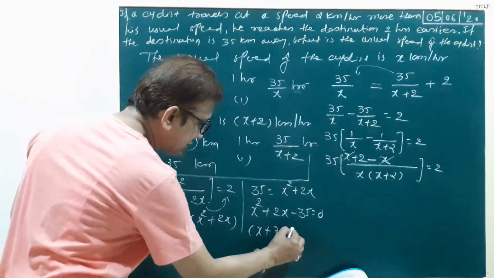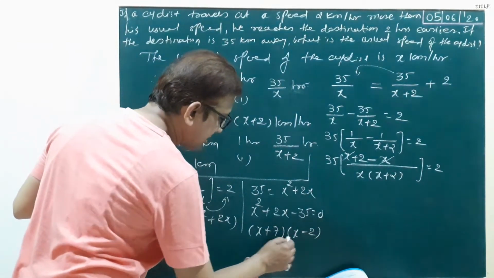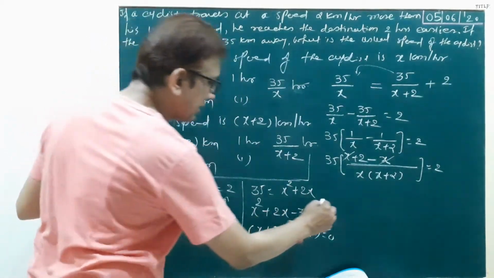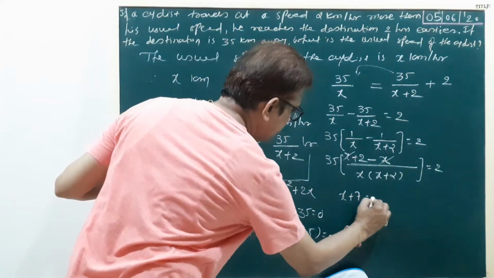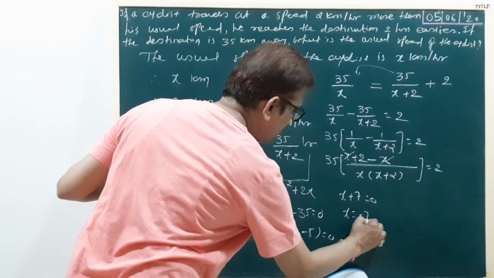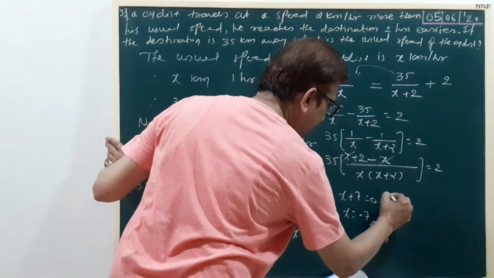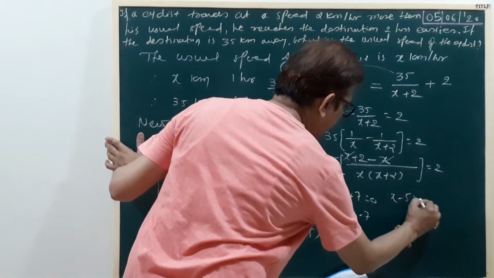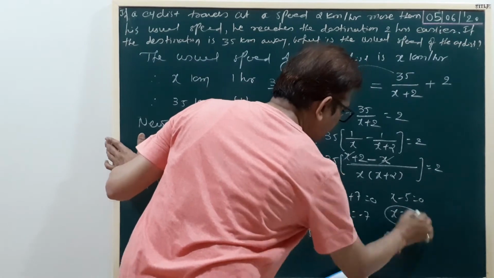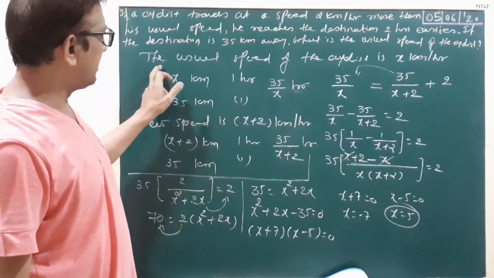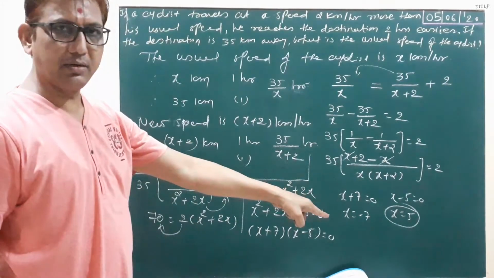So x plus 7 and x minus 5 are equal to 0. Now splitting individually, x plus 7 equal to 0, so x equal to minus 7. This is not possible because negative speed is not possible. So x minus 5 equal to 0, so x equal to 5. So our final answer, this last statement right here.